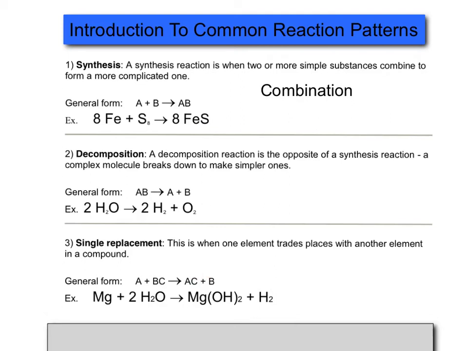So what you'll see in this pattern is that you'll always have one that's an element and one that's a compound for the reactants, and the same thing for the products. There's going to be one that's an element and one that's a compound.